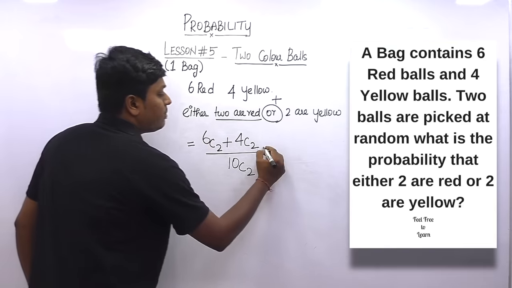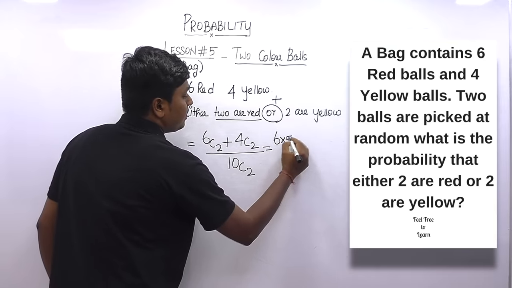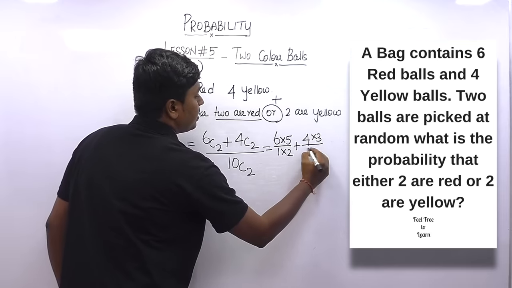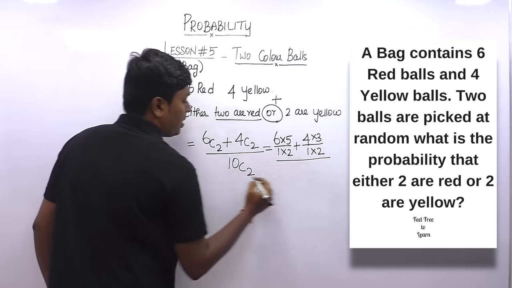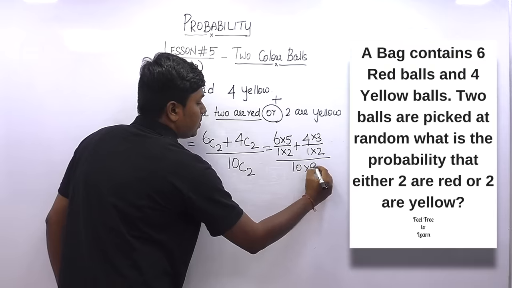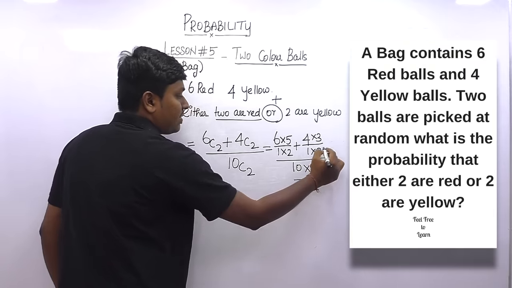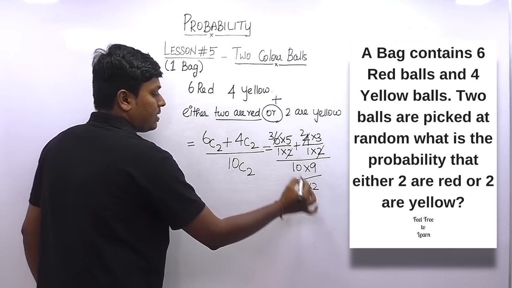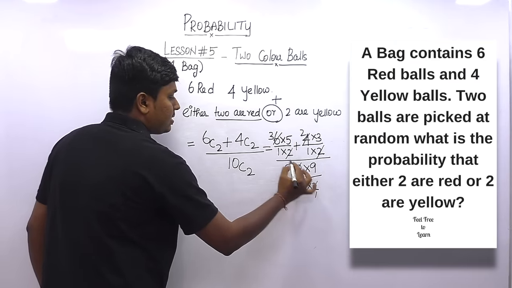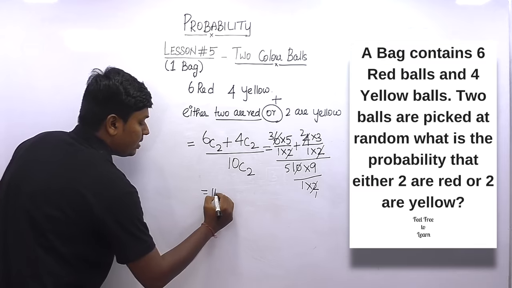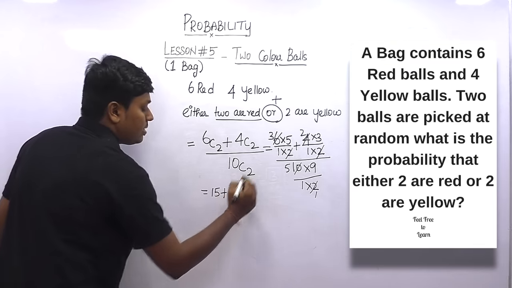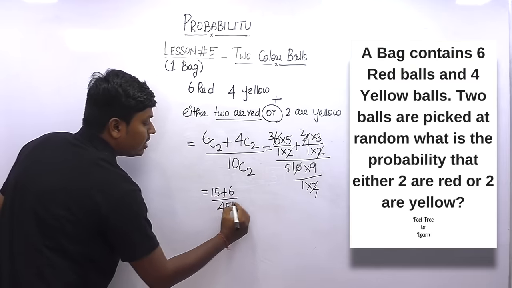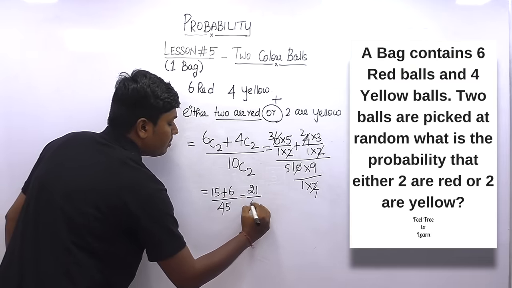So 6C2 can be written as 6 into 5 divided by 1 into 2. 4C2 can be written as 4 into 3 divided by 1 into 2. So the denominator is 10C2, so 10 into 9 divided by 1 into 2. So we can cancel the 2s here, and again we can cancel here. So finally the numerator is 5 into 3 is 15 plus 3 into 2 will be 6, divided by 9 into 5 will be 45. So when you add this, this becomes 21 by 45.